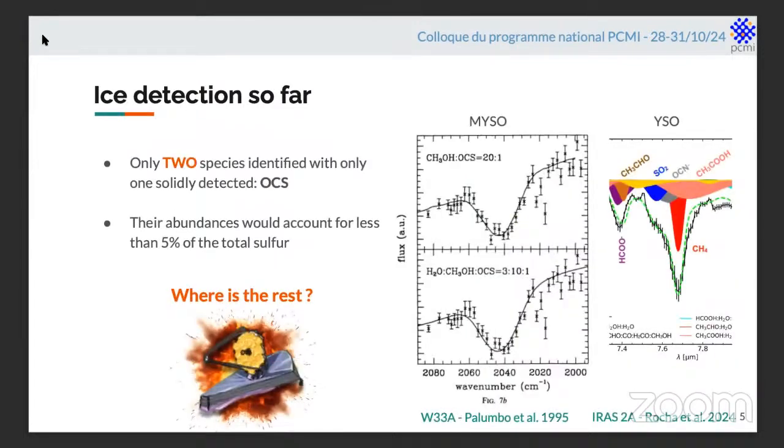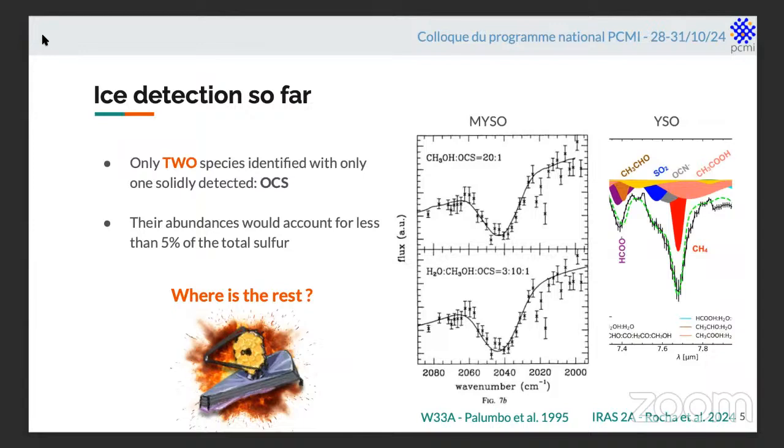So what about the ice detection so far? Because we're looking for 95% of it locked in the ices. Well, this is where it starts to get a bit depressing, as up to this date, we have only detected 2 molecules, with only 1 solidly detected. In 1995, Elisabetta Palumbo and her team detected the OCS vibrational band around 5 microns, and we were hopeful to get some others, but we had to wait until very recently, this year with the James Webb Telescope, for a tentative detection of SO2 in IRAS 2A, which is an ISO.